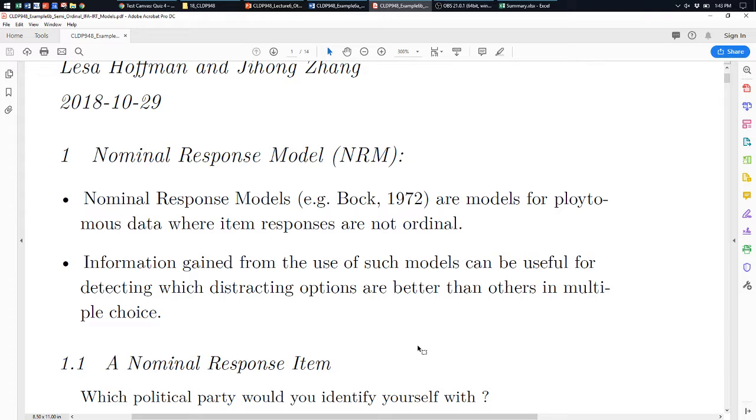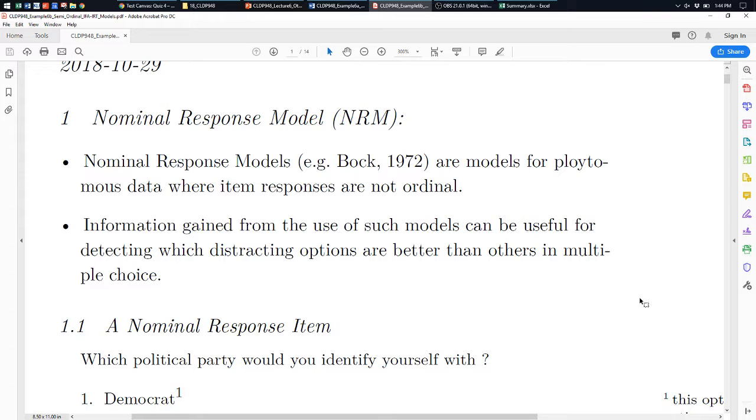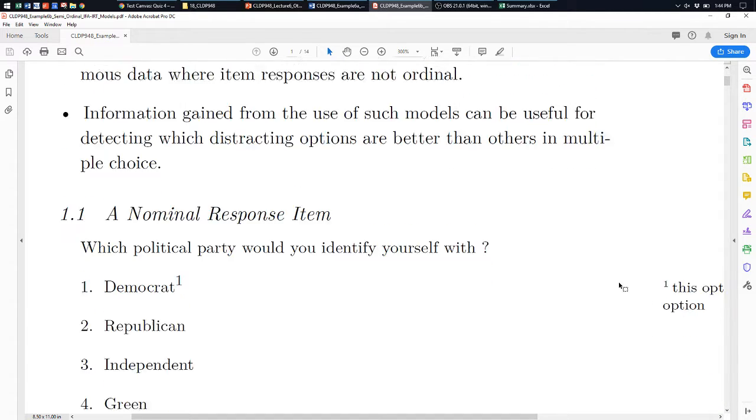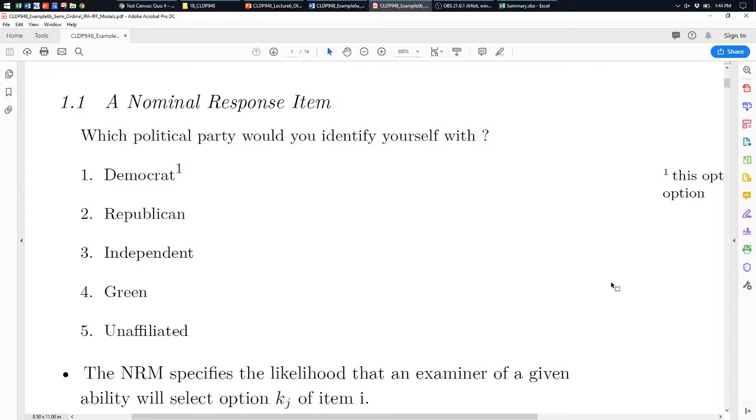Okay, so today we will introduce a new model which will fit ordinal responses with an NA category. First I want to describe a little bit of the nominal response model so that you can have a big picture of its parameters. The nominal response model, as Lisa said, is for polytomous data whose responses are not ordered. Here's an example item: which political party would you identify yourself with? You can choose Democrat or Republican. These categories are not in a predetermined order.